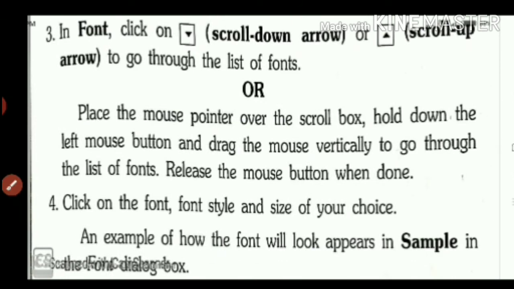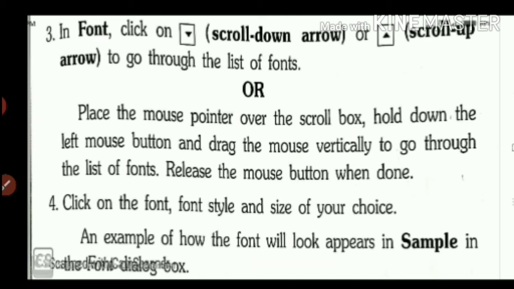So third step, in font, click on the scroll down arrow or scroll up arrow to go through the list of fonts. If you want to go up, then you use the scroll up arrow, and to scroll down, the downside arrow. Or place the mouse pointer over the scroll box, hold down the left mouse button and drag the mouse vertically to go through the list of fonts. Then release the mouse button when done.